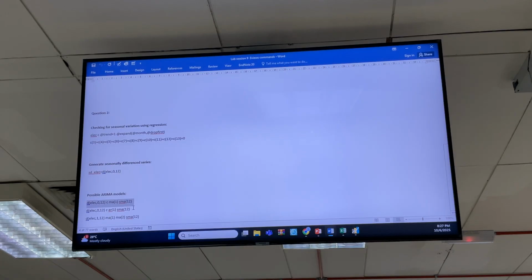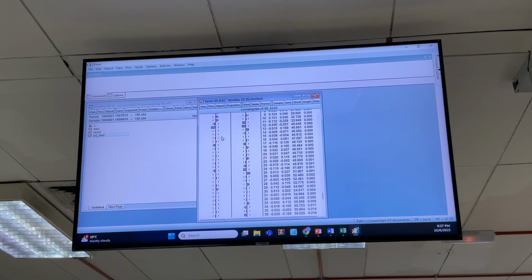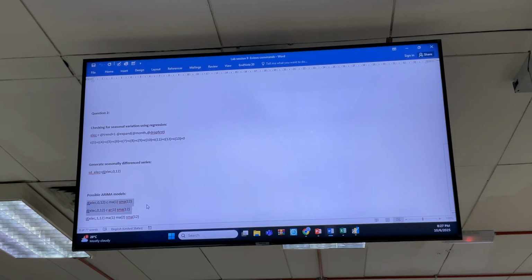MA1 and SAR3, MAR1 and SAR3 can also be considered, but here I just put 2. Okay. If we want to have a significant estimate, let's say we take this example, SMA1 and SMA1.